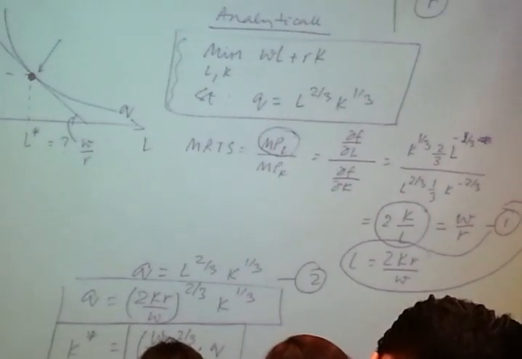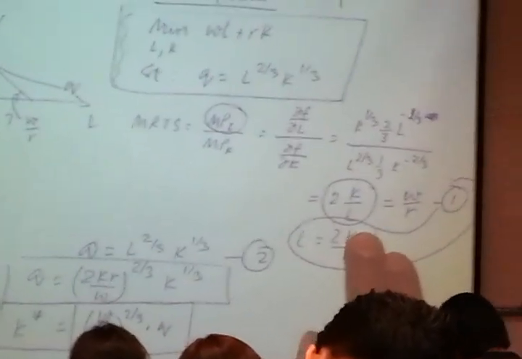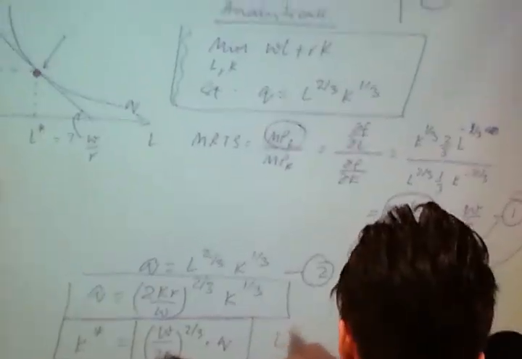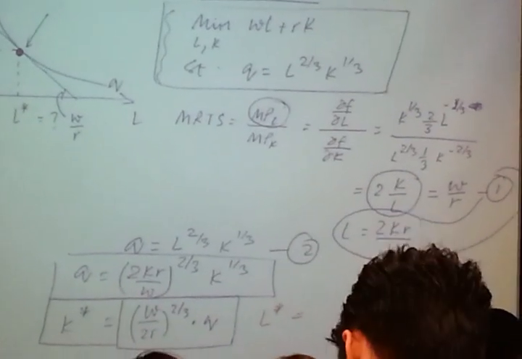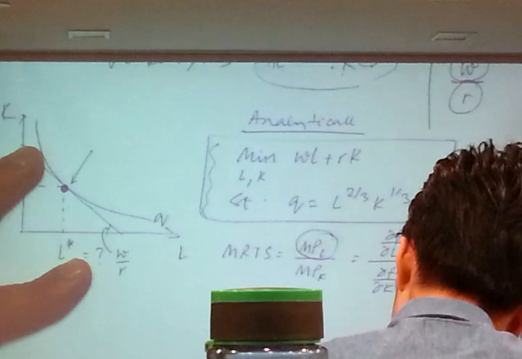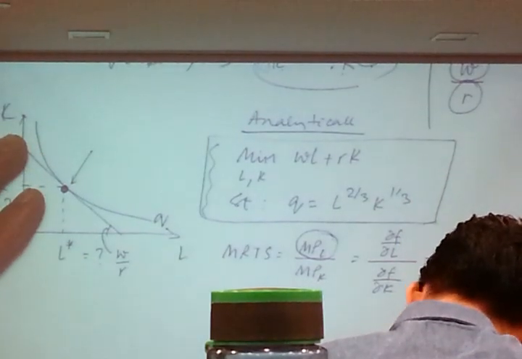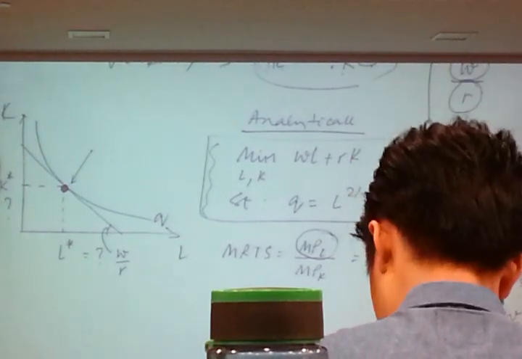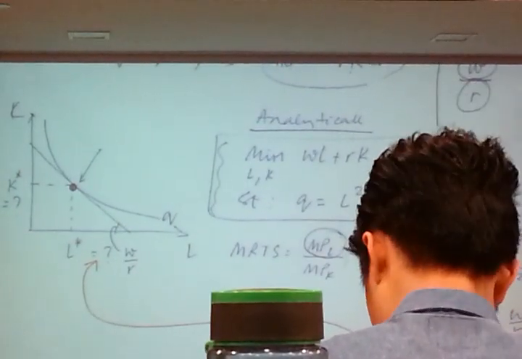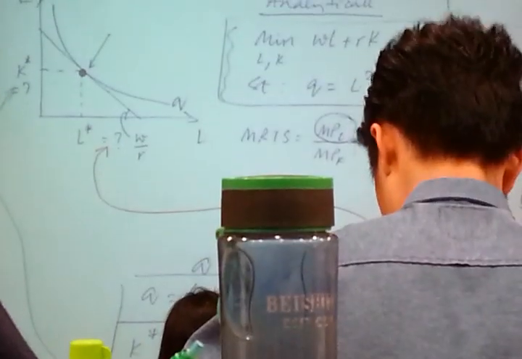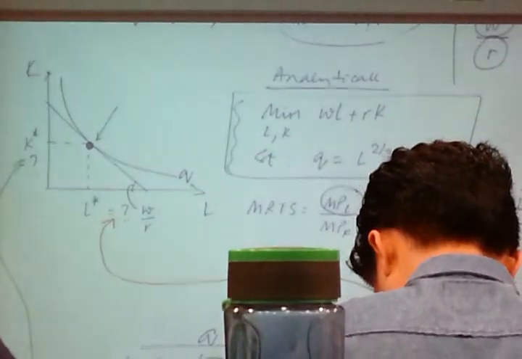Once you get K star, you have L as a function of K. Substitute K star back into the expression for L, and you will get L star equal to (2R over W)^(1/3) times Q. Got it, the conditional demand equations.